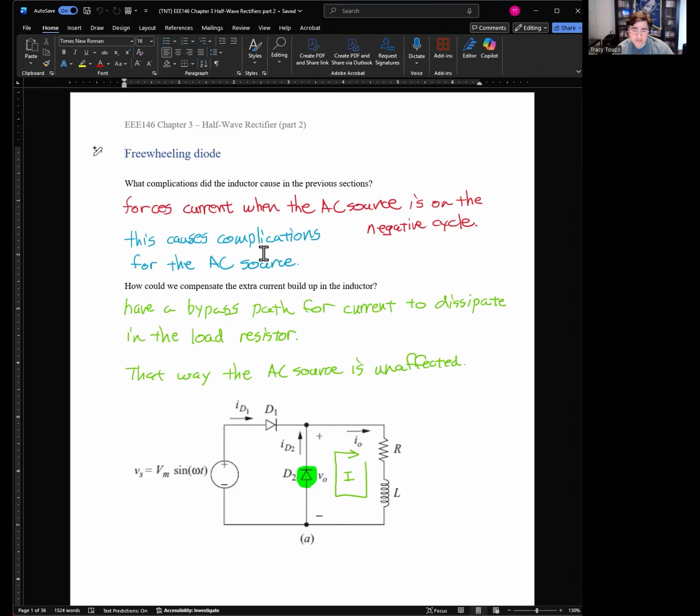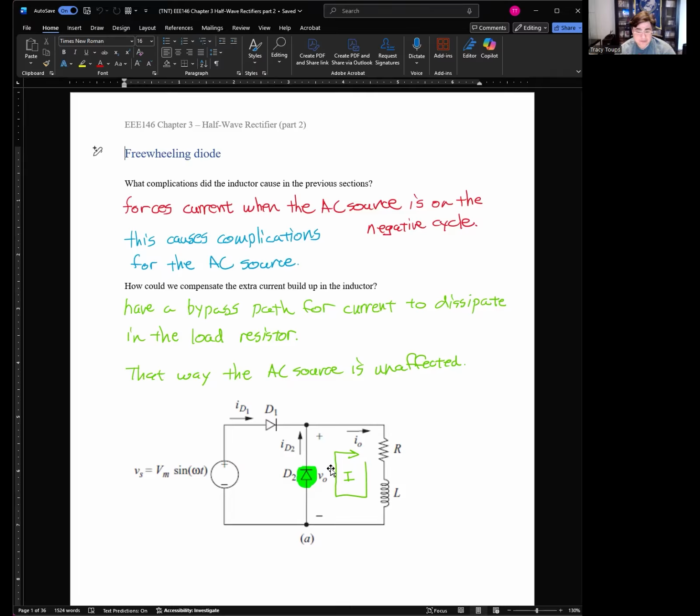This also causes complications for the AC source, because when the AC source is negative, it doesn't want to be pushing a positive current. It's kind of really funky for the AC source, and it could cause some problems. So how could we compensate for the extra current built up in the inductor? Well, one of the easiest ways is to let it bleed out. Have a convenient path for the current to flow out of the inductor that's not the source, kind of like a bypass channel or alternate path. So let's have a bypass path for the current to dissipate into the load resistor. That way the AC source isn't affected.